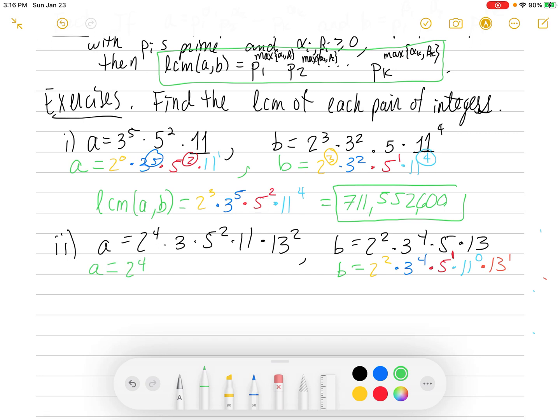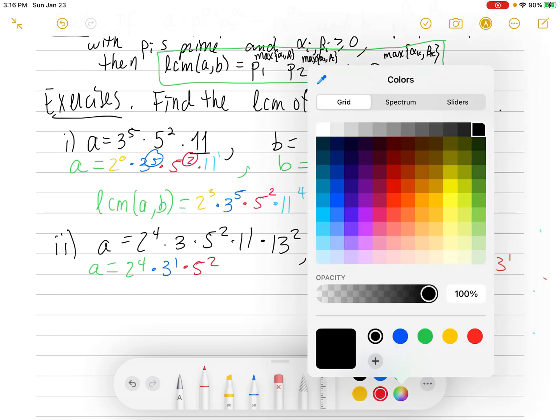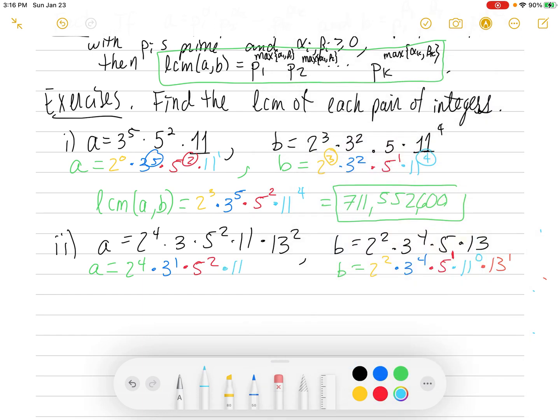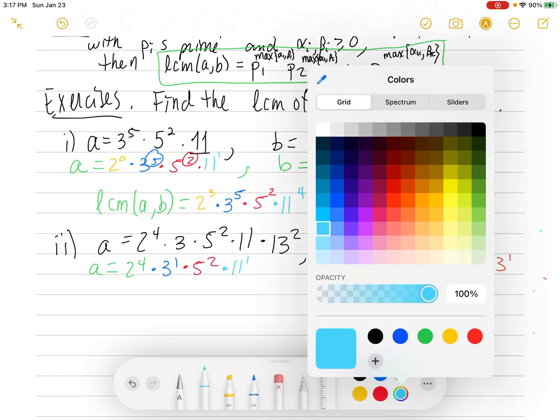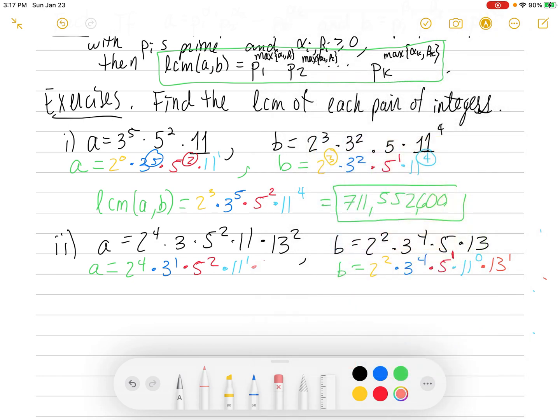As for a, let me go back and write a. We got 2 to the 4th, it's green. Blue is going to be 3 to the 1. Red's going to be 5 squared. We got a turquoise color. How do you get that turquoise color? There it is, times 11 to the 1. And we got sort of an orangish color, 13 squared.